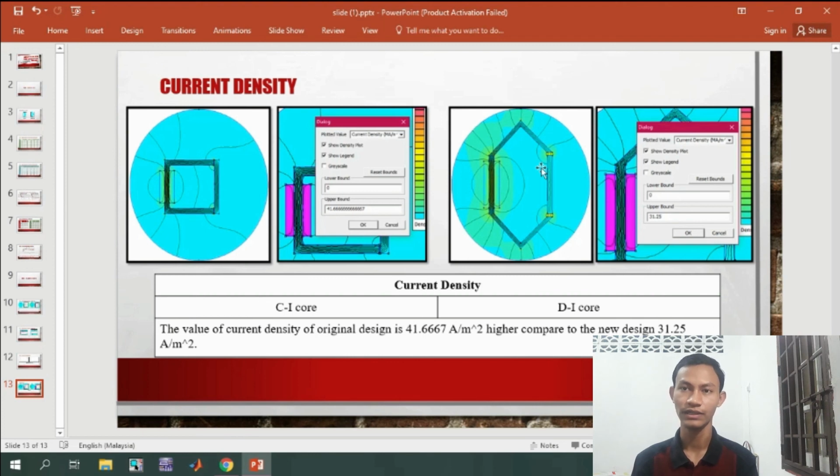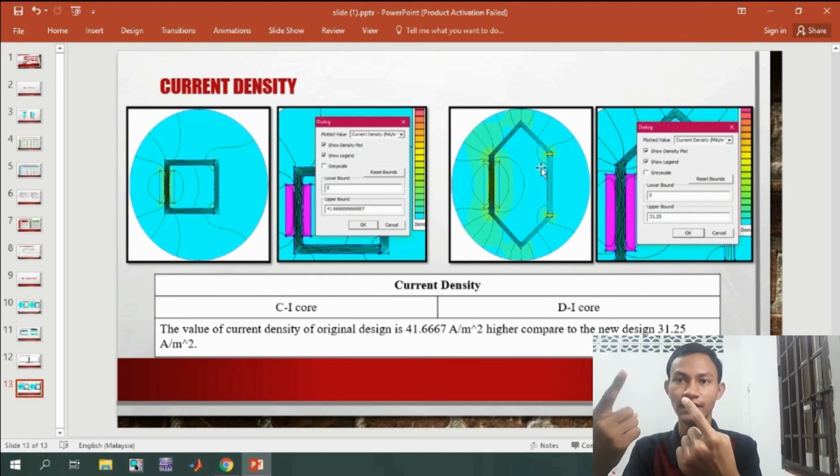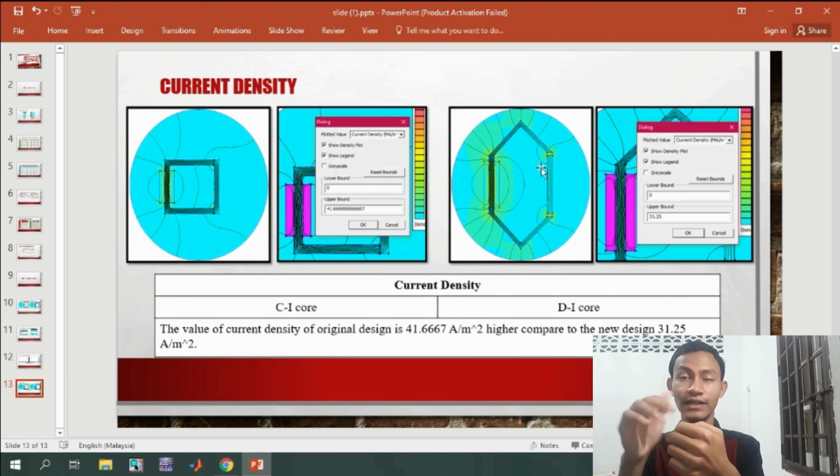I can conclude the whole of task 2: the CI core has the best performance because it has a high field intensity produced from the core, and a smaller gap length, because the mutual flux will flow to the I core from the other core. Next, we produce high current density in the magnetic circuit. So that's all from me.